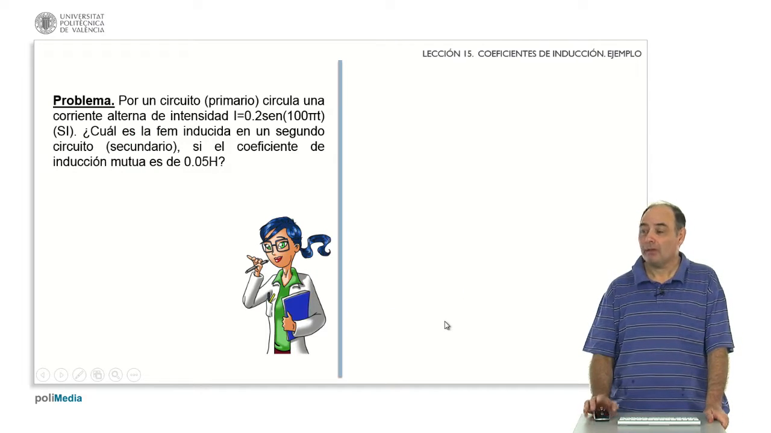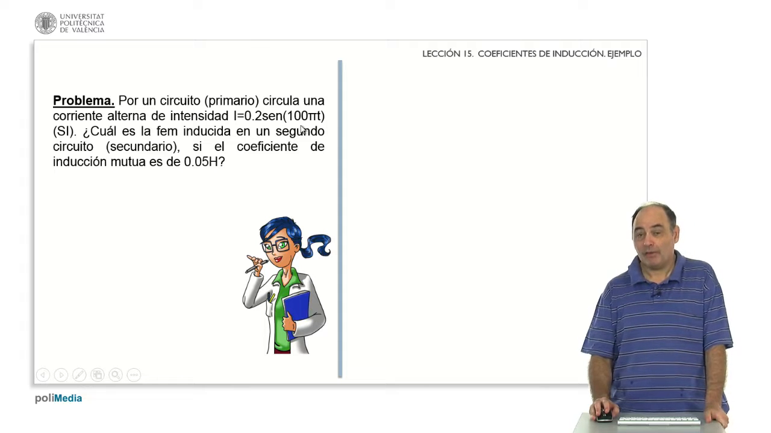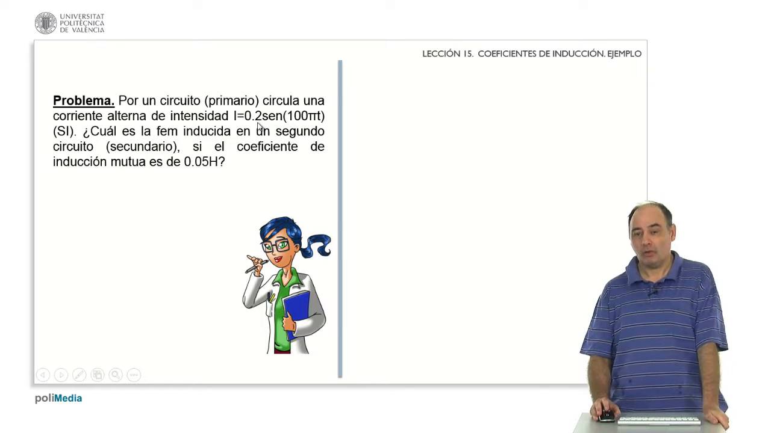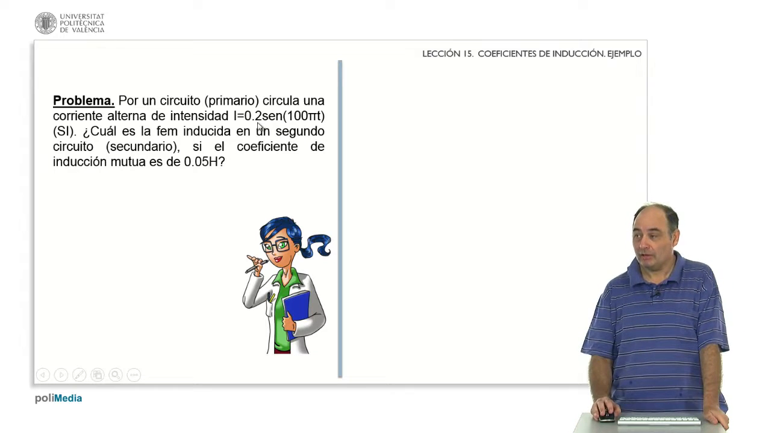Let's take a look at an example of the application of the first part of a double circuit, which can be an example of a transformer. Through a circuit, the primary, circulates an alternating current with this expression of intensity, that is, the typical 50 Hz, oscillating between minus 0.2 and 0.2 amperes. As it is a variable current, a variable flux will appear in the secondary. What we want to know is what the current that will appear in that secondary is.